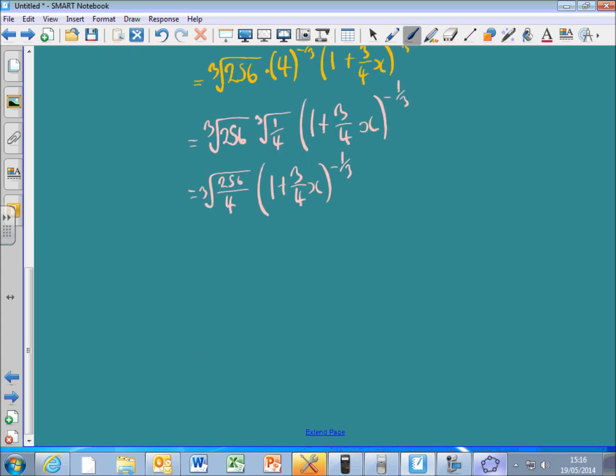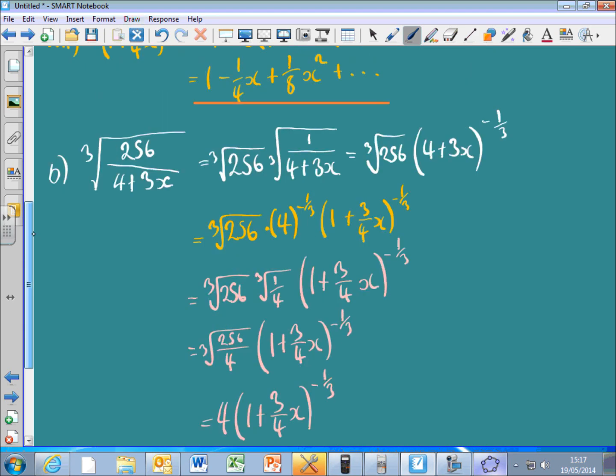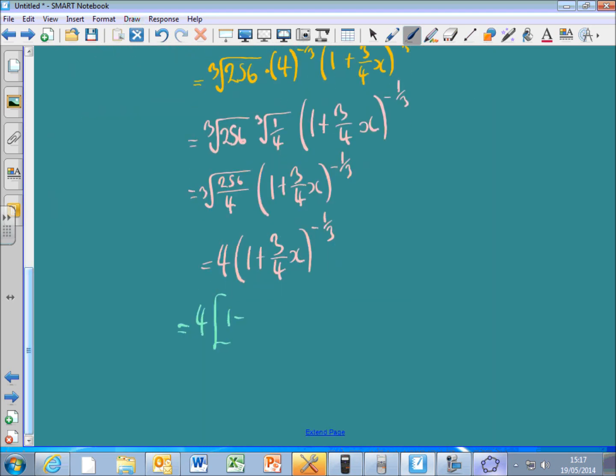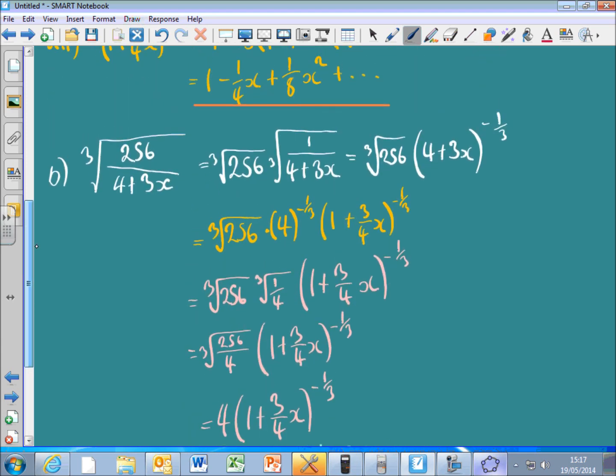Now, what's 256 over 4? 64, and then a cube root of it. Cube root of 64? 4. Okay. So this is just 4 lots of what I had before. Which is quite easy to do, because what I had before, let's just write it out one more time. It's going to be 4 lots of what I had before, and what I had before was 1 minus a quarter x, and then plus an eighth x squared, I think. Let me just double check that. Yeah.